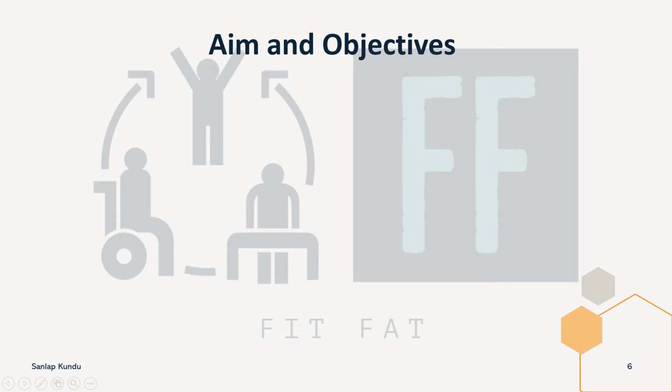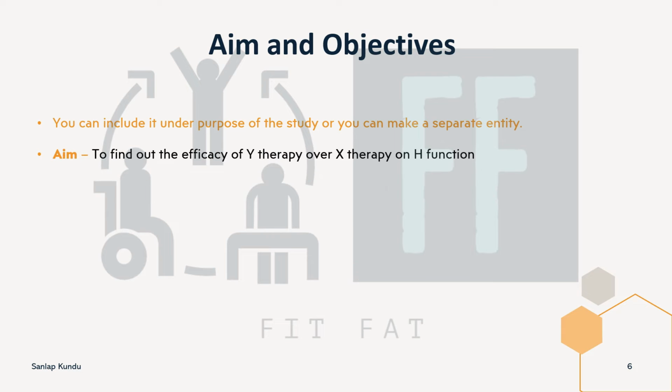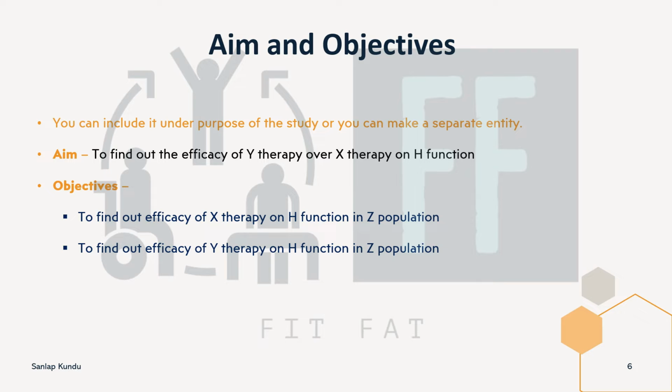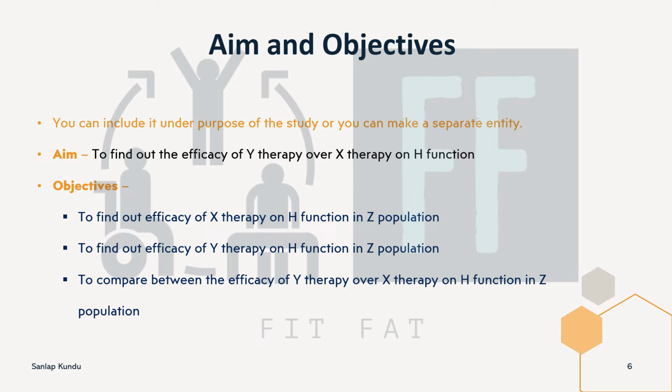In the third part, you can write about the aim and objectives. You can either include it under purpose of the study or you can make it a separate entity. So in aim, you can write to find out the efficacy of Y therapy over X therapy on H function. In the objectives part, you can write to find out the efficacy of X therapy on H function in Z population, to find out the efficacy of Y therapy on H function in Z population, and to compare between the efficacy of Y therapy over X therapy on H function in Z population.